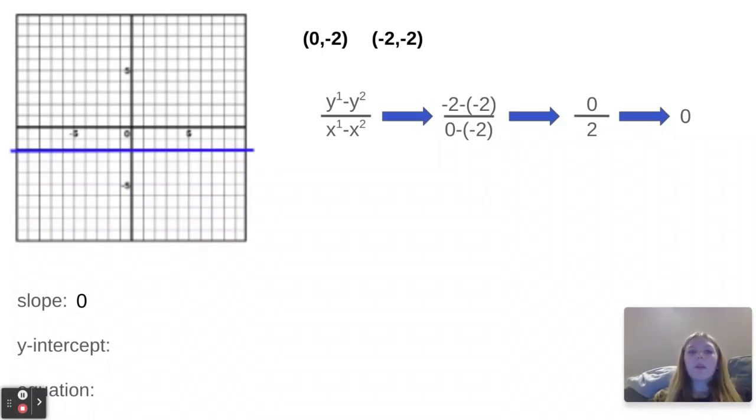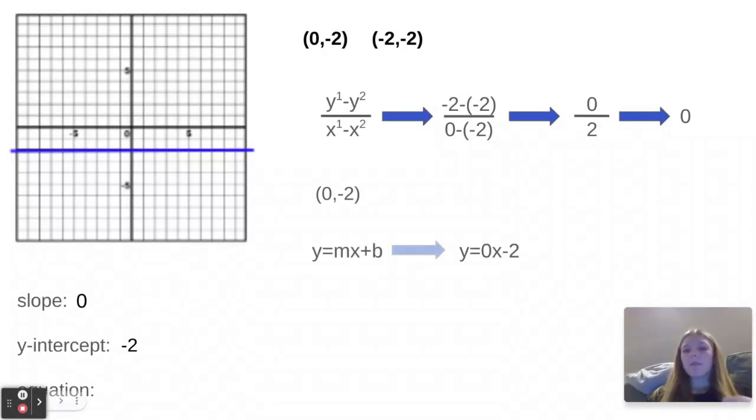Now the y-intercept, we can see it intercepts at the point 0, negative 2. Now the equation is y equals mx plus b. So we fill it in, y equals 0x minus 2. But since it's 0x, it basically just x's out. So really it's y equals negative 2.